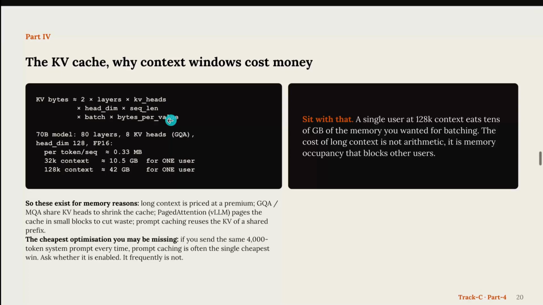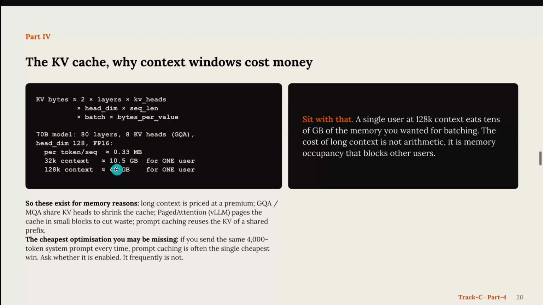If we are looking at a 70 billion parameter model, there are 80 layers and 8 KV heads, which is GQA, grouped query attention, and the head dimension is 128. It's floating point 16 matrix values. Then per token it is about 0.33 MB, so a 32k context will be 10.5 GB for one user, and we have not multiplied this with the number of users. A 128k context will be approximately 42 GB.